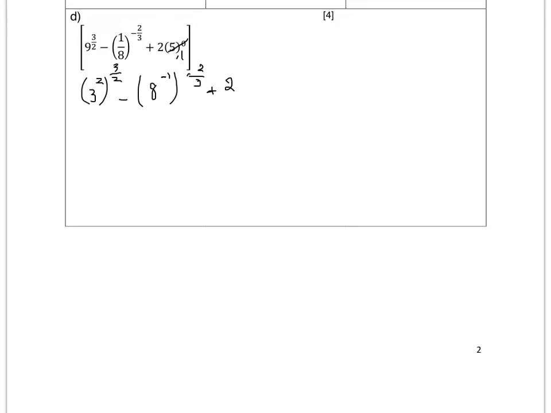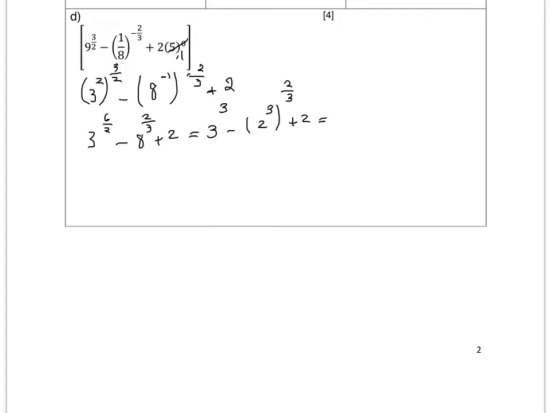Now, power to a power, so I'm going to get 3 exponent 2 times 3/2, which is 6/2, minus, again power to a power, I have 8 exponent -1 exponent -2/3. Negative times negative gives me positive, so I get 8 exponent 2/3 plus 2. 3 exponent 6/2 is the same as 3, so you get 3 exponent 3 minus, 8 can be written as 2 exponent 3, exponent 2/3 plus 2.